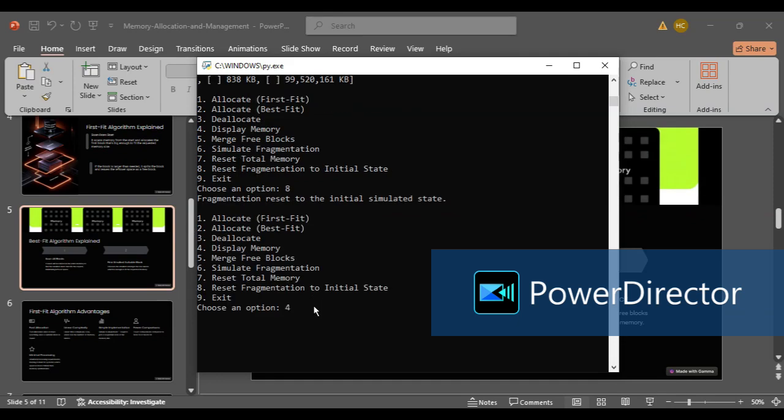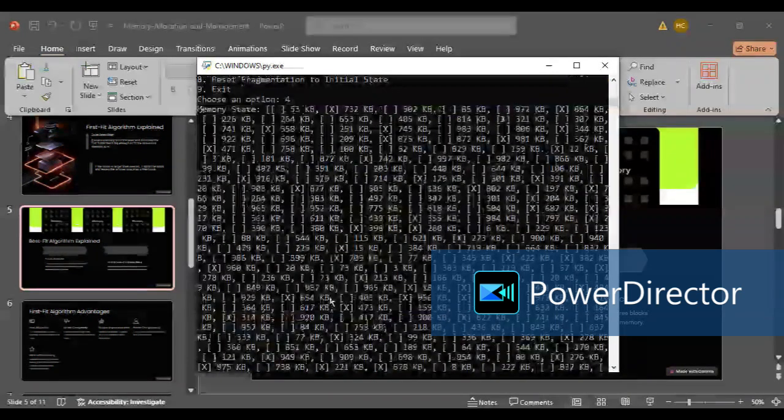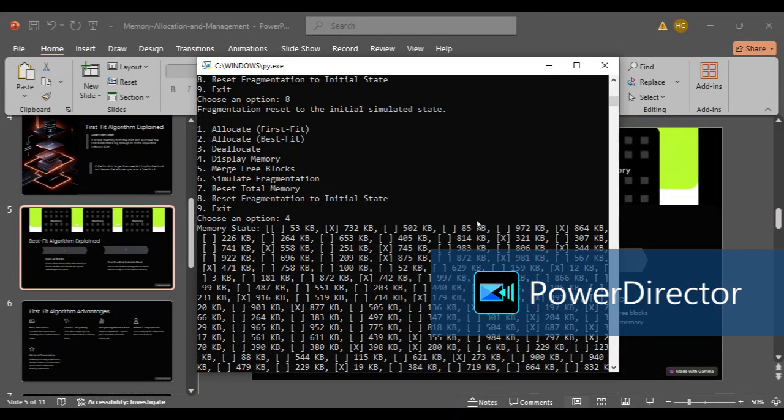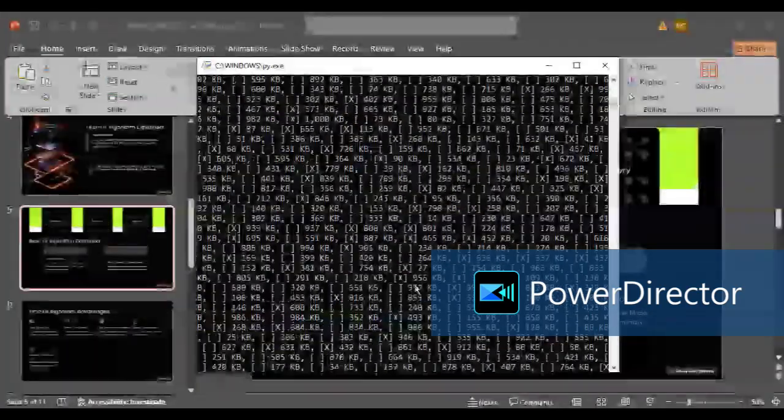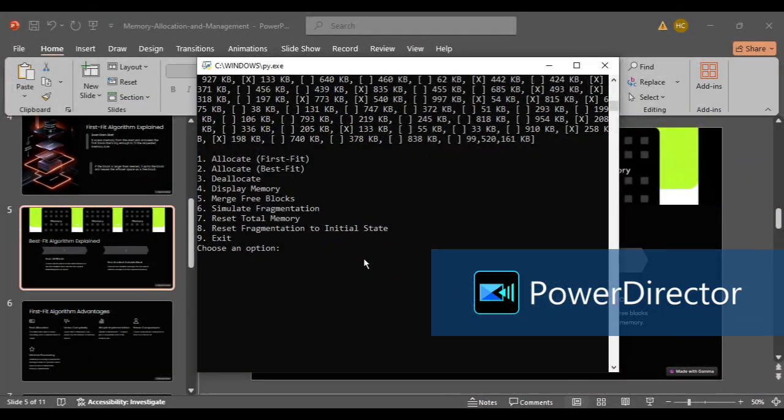So let's display memory. Okay, there's the memory. We don't see the 700 allocated here anymore, we don't see it here anymore. So let's try to allocate using the best fit and see how the best fit works.